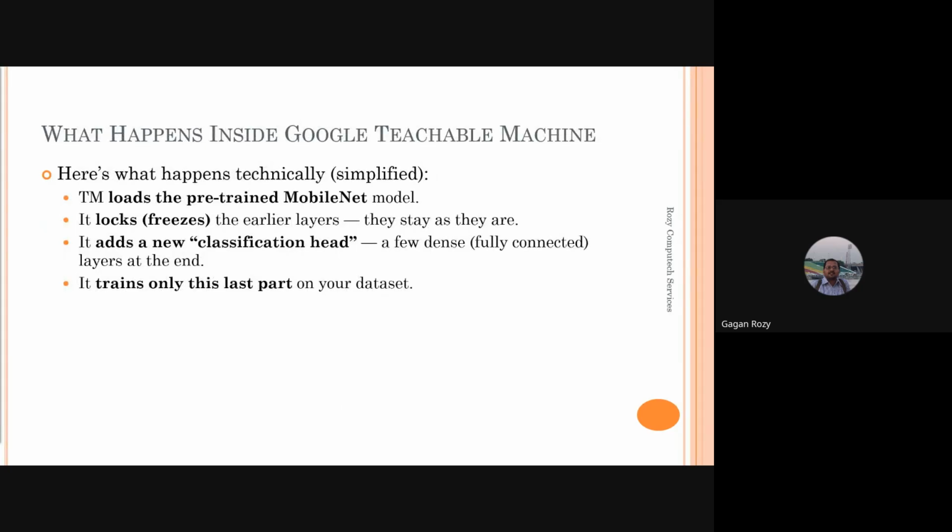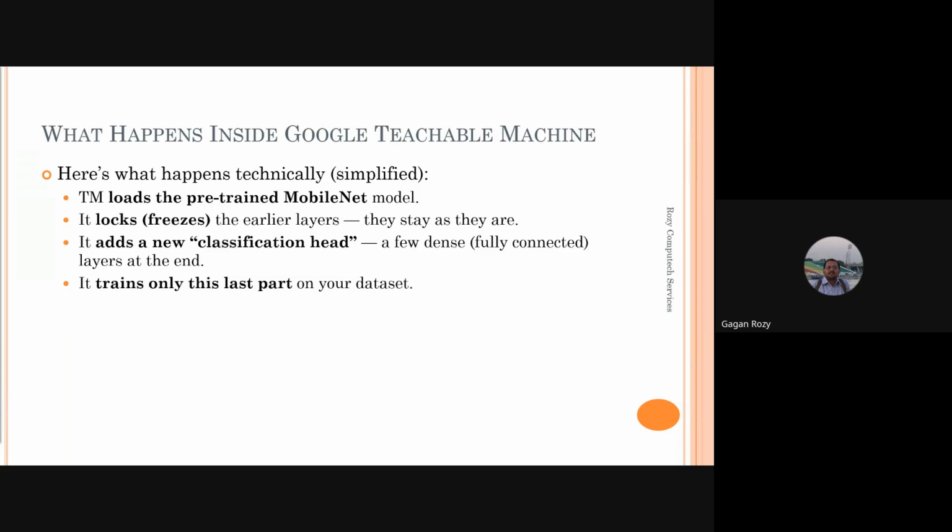Now, when you upload your own data set, say images of apples, bananas, and oranges, Teachable Machine does not train a new model from scratch. Instead, it performs transfer learning on top of the pre-trained MobileNet model. Here, what happens technically?